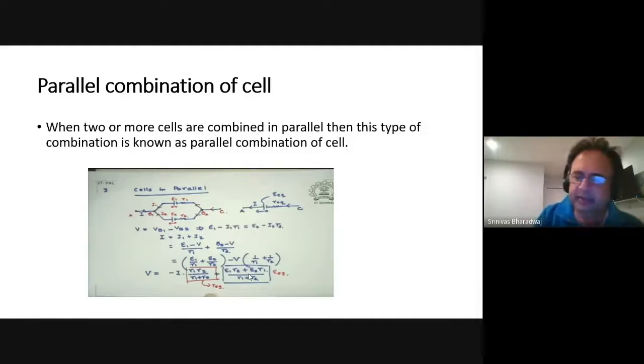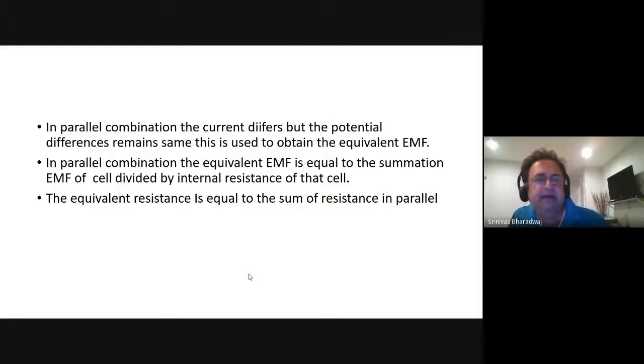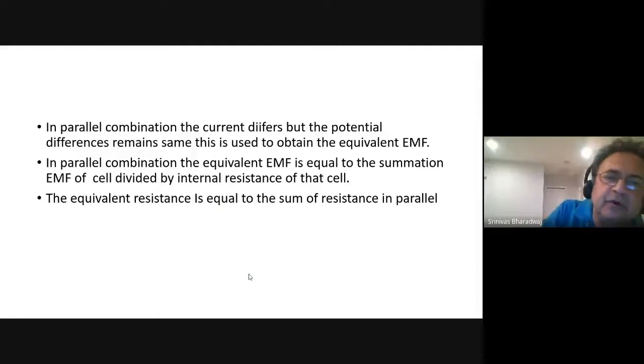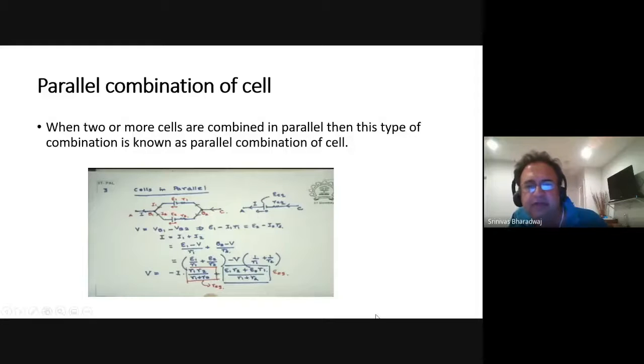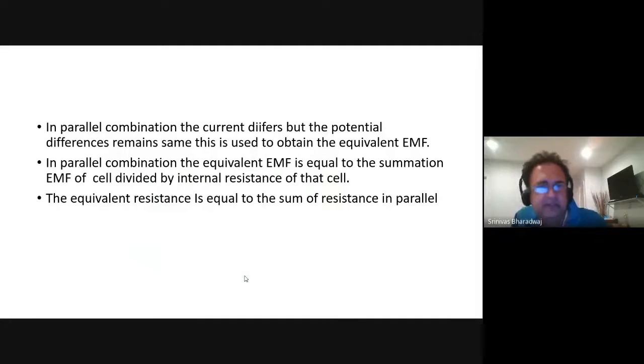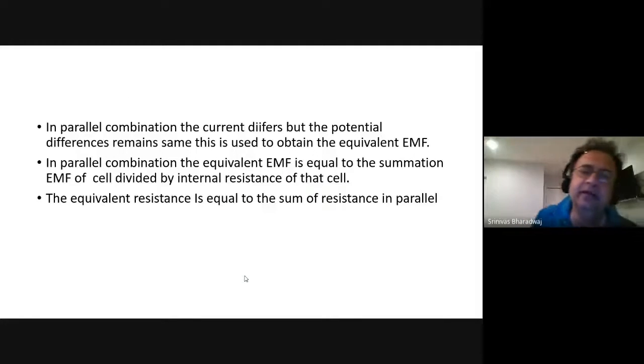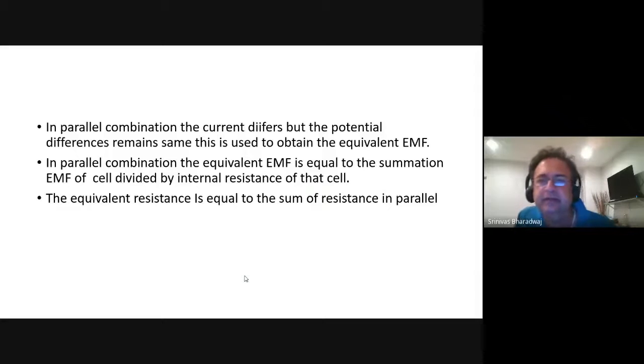Having explained that, in parallel combination, the equivalent EMF is equal to the summation of the EMF of cells divided by the internal resistance of that cell. What do they mean by that? They mean this formula. What is the summation equivalence? E1 R2 plus E2 R1 divided by R1 plus R2. So note the switch: E1 R2, and divided by the internal resistance, and we have the summation.